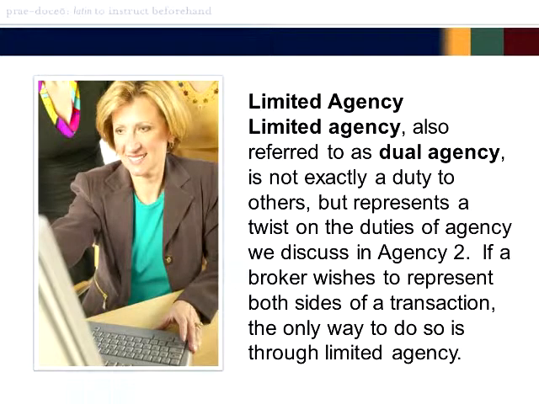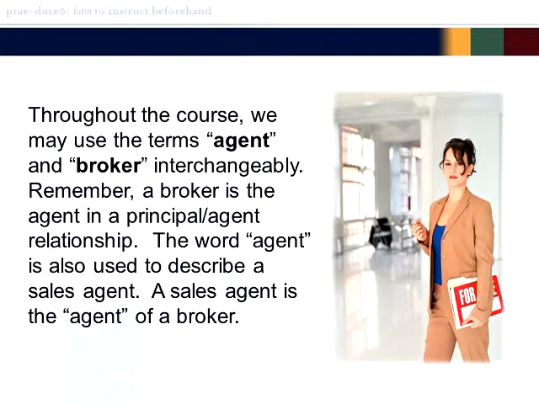Limited agency. Limited agency, also referred to as dual agency, is not exactly a duty to others, but represents a twist on the duties of agency we discussed in Agency 2. If a broker wishes to represent both sides of a transaction, the only way to do so is through limited agency. Throughout the course, we may use the terms agent and broker interchangeably.